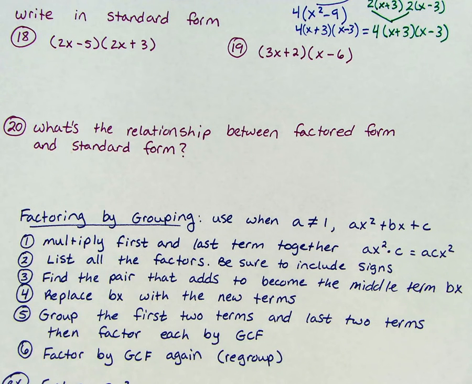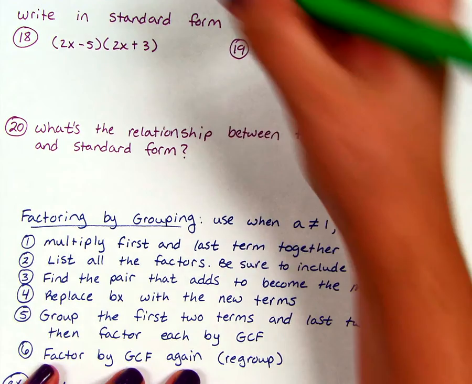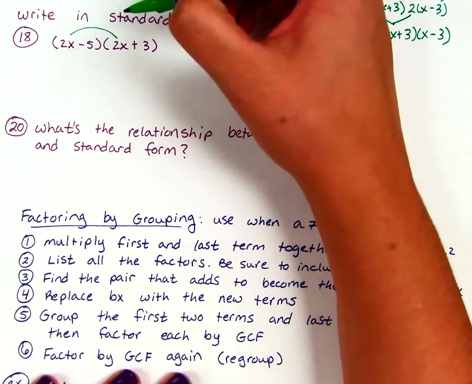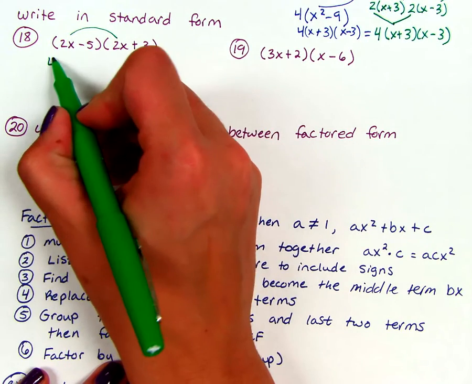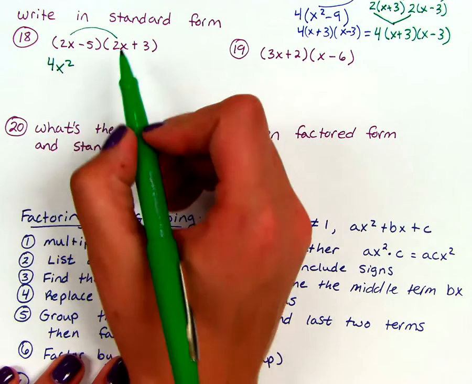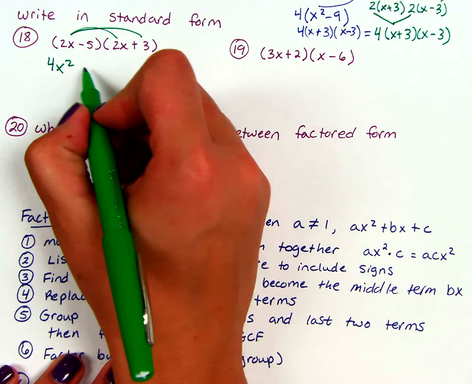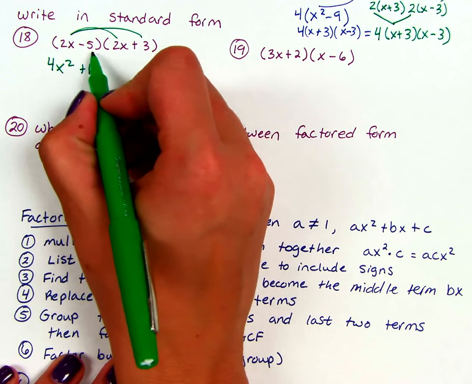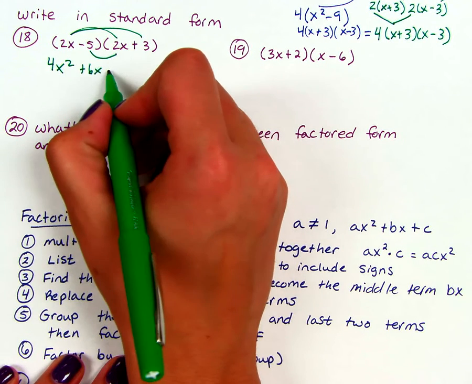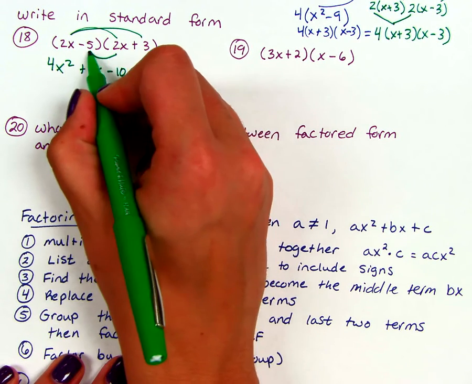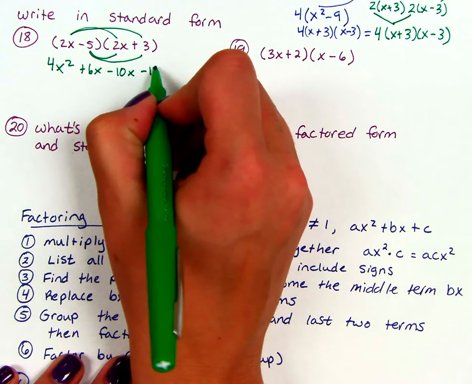All right, so our next example is asking us to write in standard form. So that means that we will be foiling our factored sets together. So 2x times 2x is 4x squared. 2x times 3 will give us 6x. Negative 5 times 2x is negative 10x. And negative 5 times 3 is negative 15.